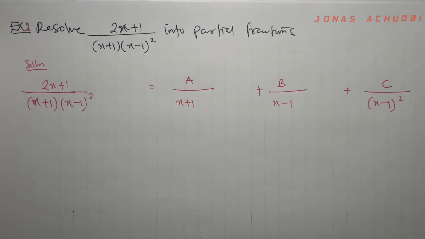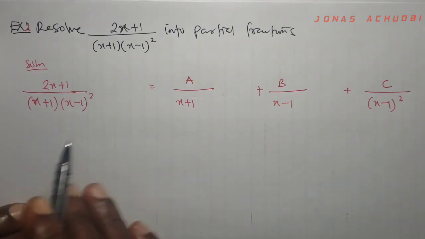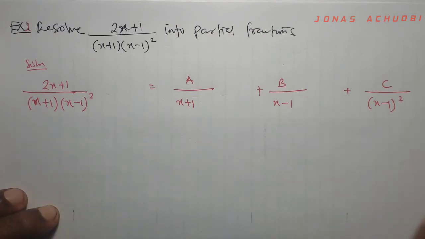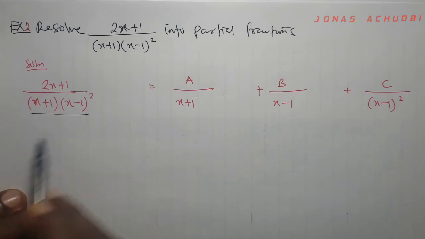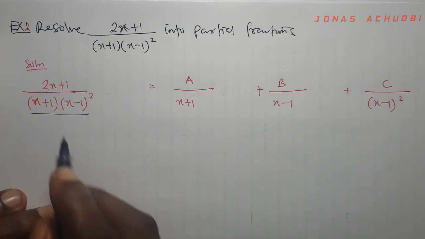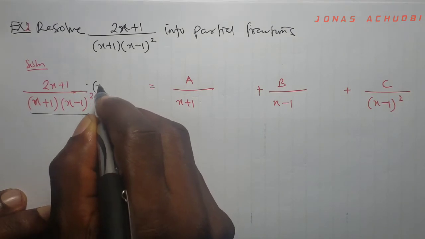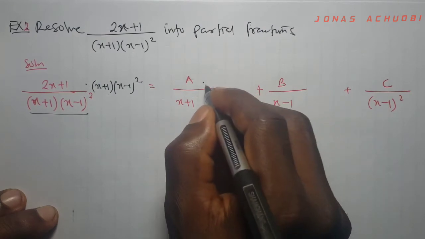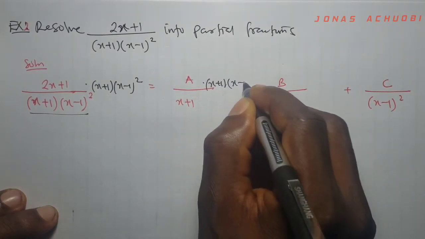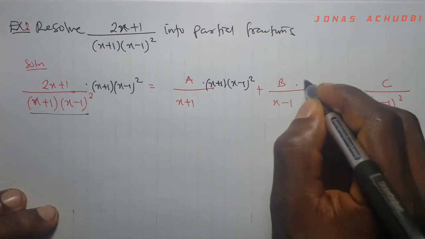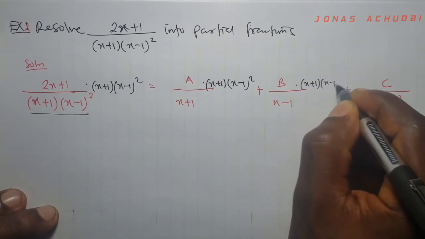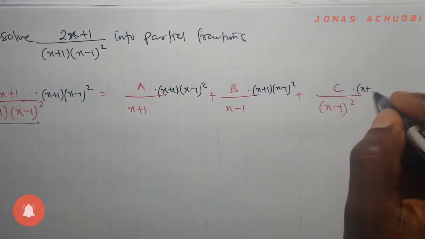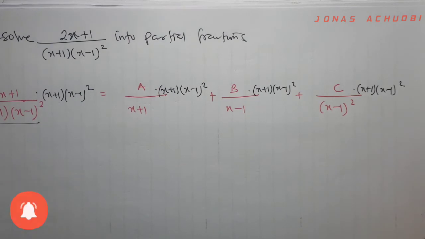So like we did before in the previous example, I'll start by clearing the denominator. I simply do that by multiplying each of the fractions by the denominator, (x plus 1) times (x minus 1) all squared. I multiply this by (x plus 1)(x minus 1) all squared, multiply this one also, multiply the third one also, and the last one too.